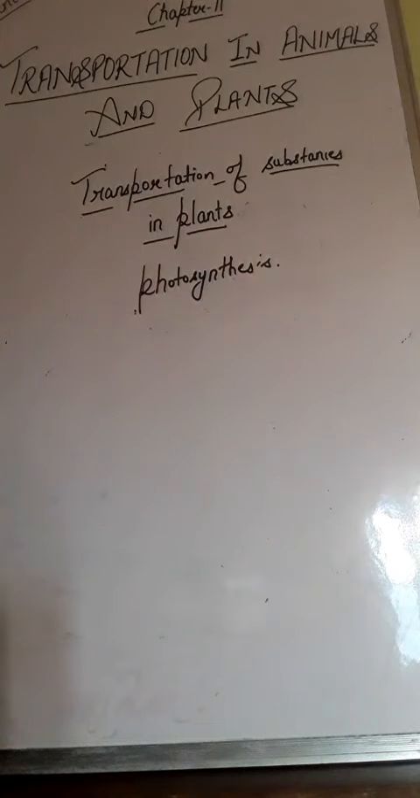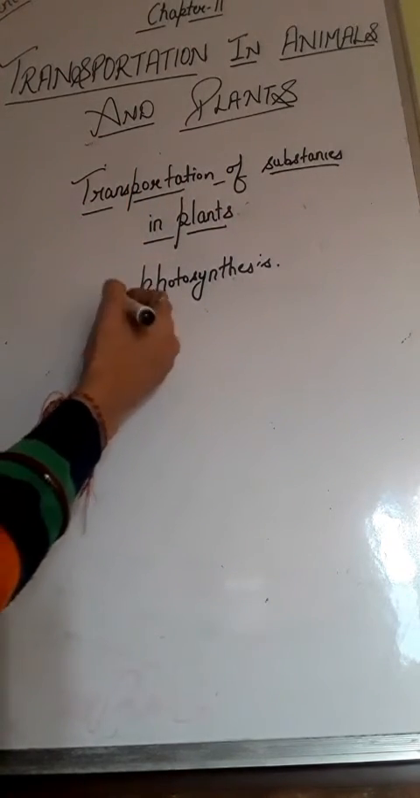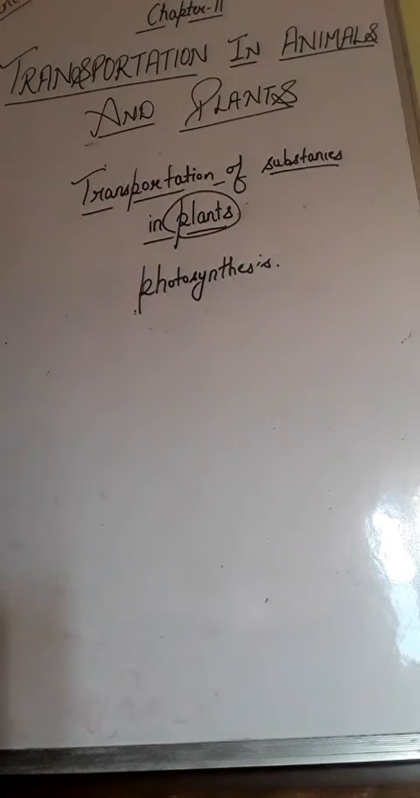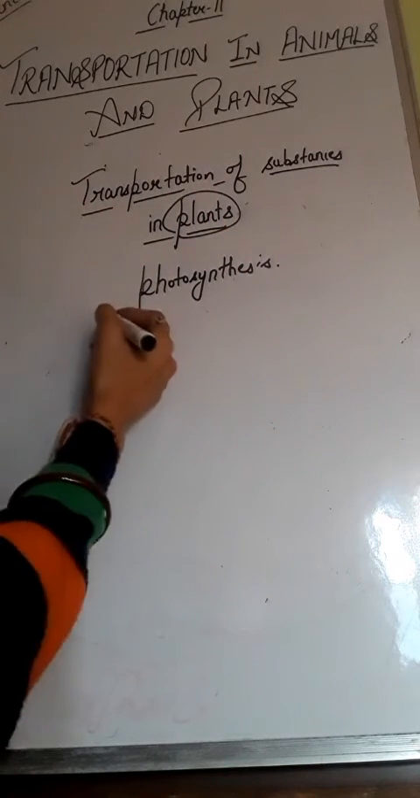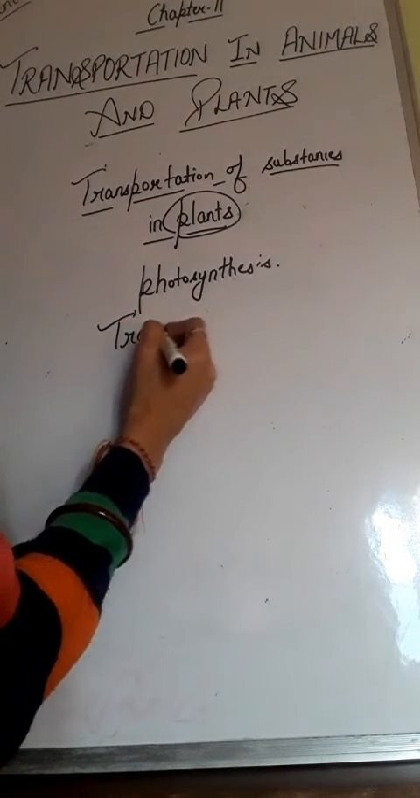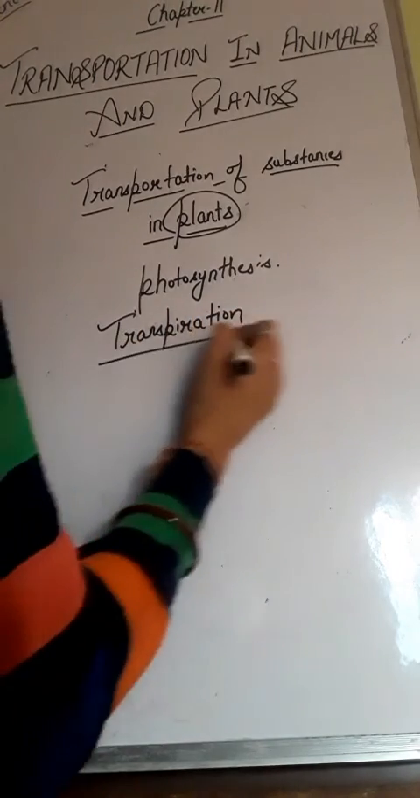So the food produced by green plants is transported back to all the parts of the plant body, and therefore it is clear that plants also need a transport system. So here a process is used, that is transpiration. Let us understand what transpiration is.